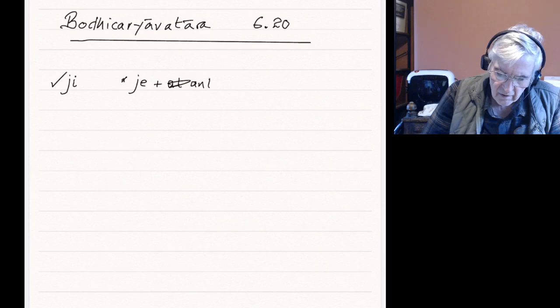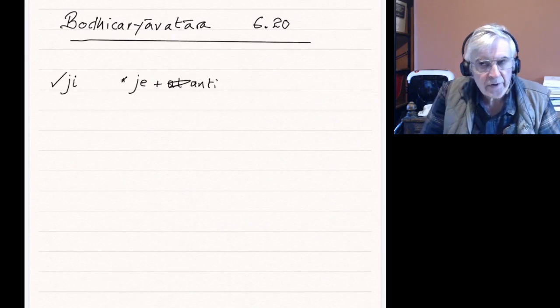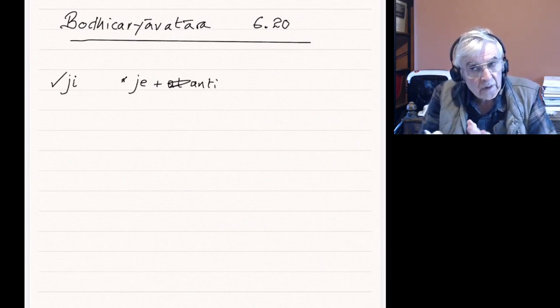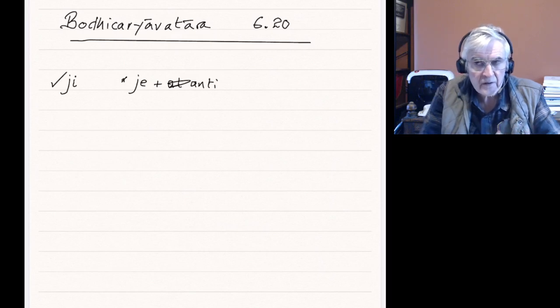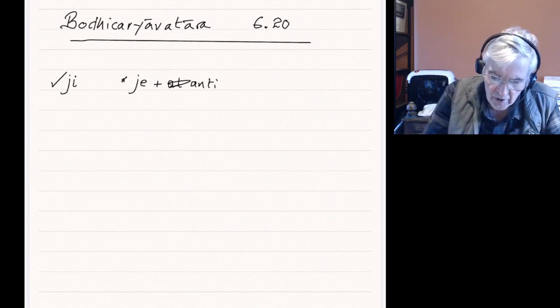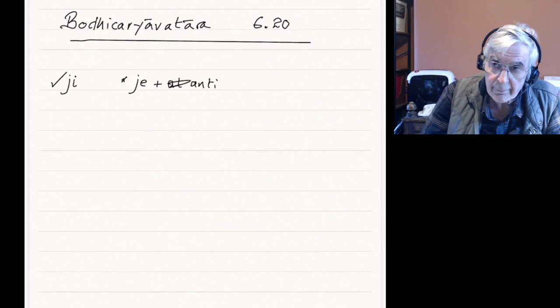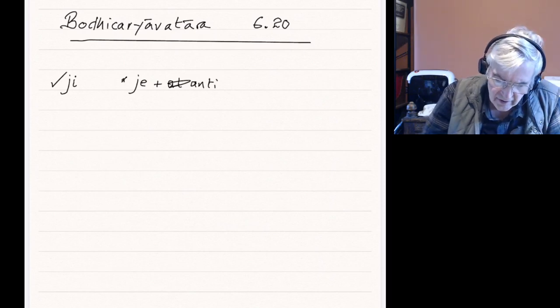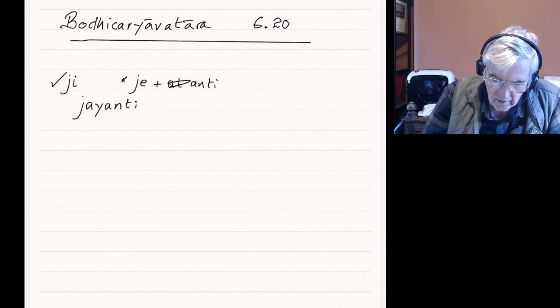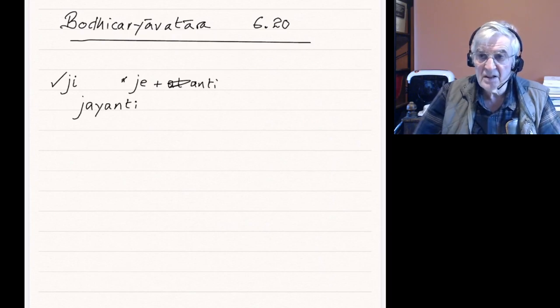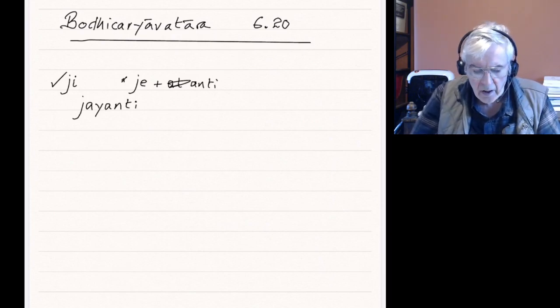anti, they conquer. So whenever you get an e within the same word, remember, whenever e a within the same word, it doesn't happen in external sandhi, that's from one word to the next word. Within the same word, wherever you've got an e followed by a, it becomes aya, so jayanti. That's normal regular sandhi. So ji to jayanti is entirely regular. It just means they beat, they defeat, they conquer.